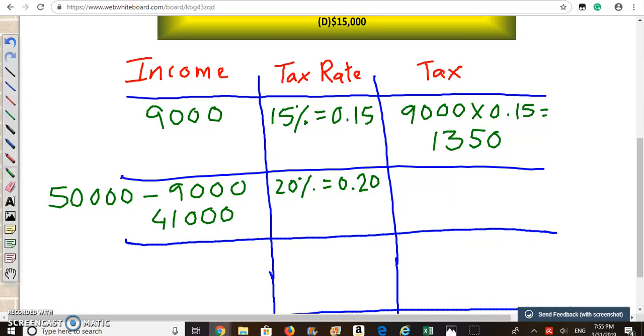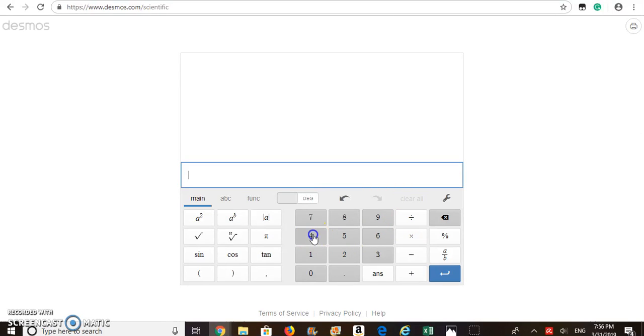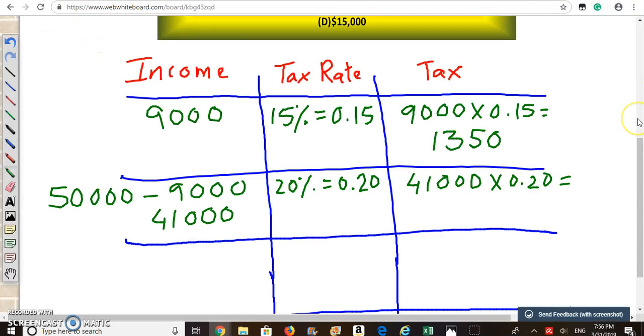So Julian will pay a tax of 0.20 on this $41,000. So it will be 41,000 times 0.20. Let us just calculate what is that. So we are going to calculate 41,000 times 0.20. This is 8200. So Julian is going to pay $8,200 for the second bracket of income range.